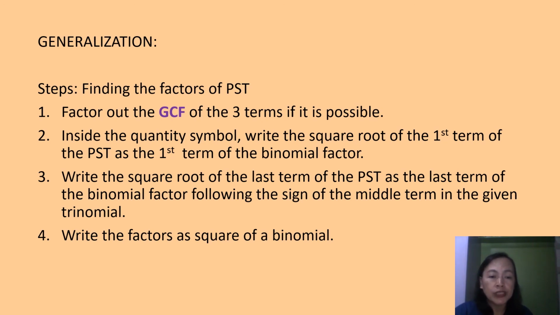Inside the quantity symbol, write the square root of the first term of the perfect square trinomial as the first term of the binomial factor. Step 3. Write the square root of the last term of the perfect square trinomial as the last term of the binomial factor, following the sign of the middle term in the given trinomial. And then number 4, write the factors as square of a binomial.